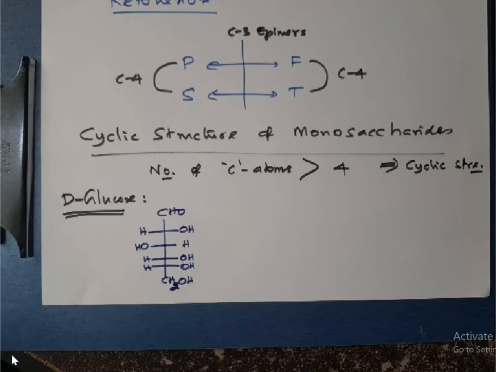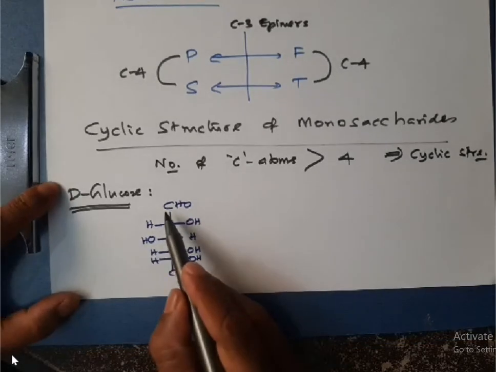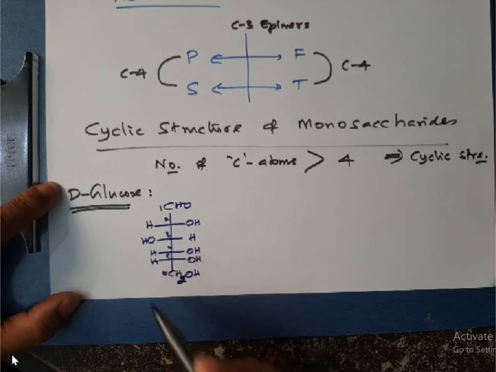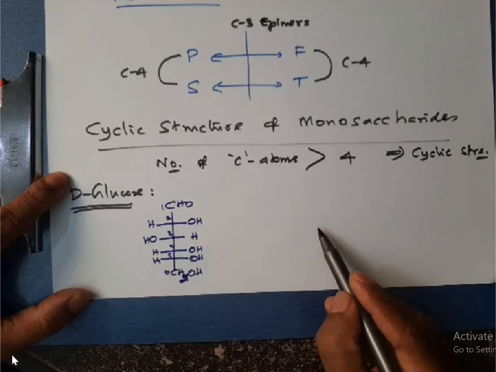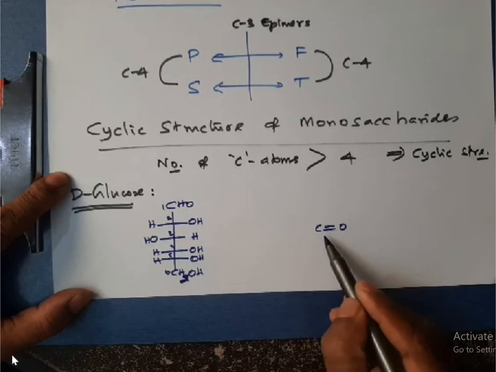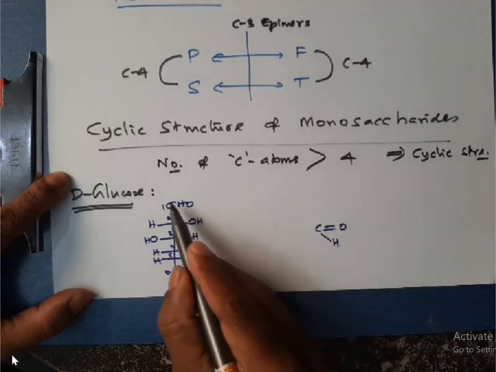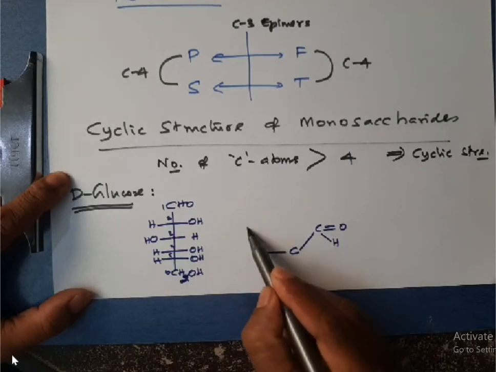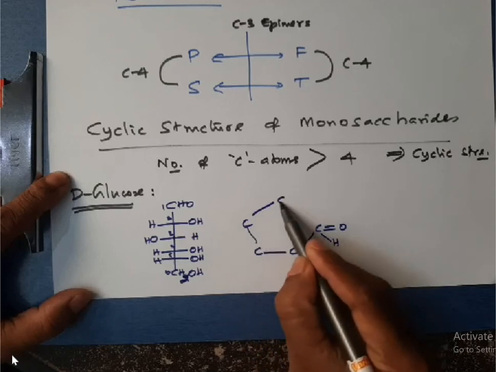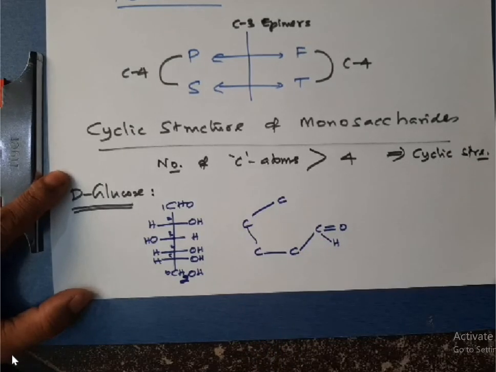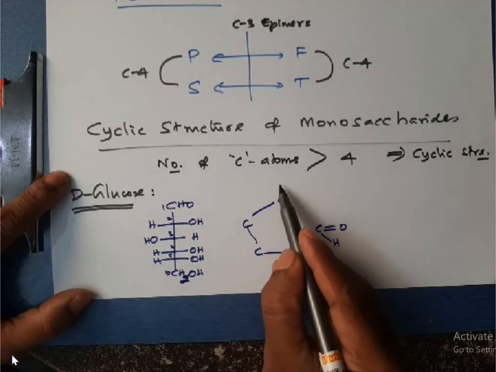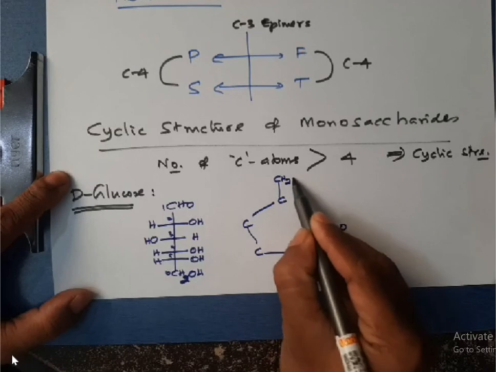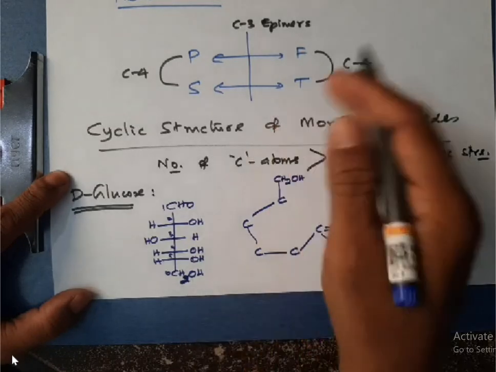Okay, how to convert this into cyclic? See what I am going to do. I am going to write the structure like this. This is carbon number 1, 2, 3, 4, 5, 6. We have the aldehyde group, C double bond O H. This is carbon number 1. Then carbon number 2, carbon number 3, carbon number 4, carbon number 5. And carbon number 6, let me show separately. Carbon number 6 contains the CH2OH group. I'll show it separately.